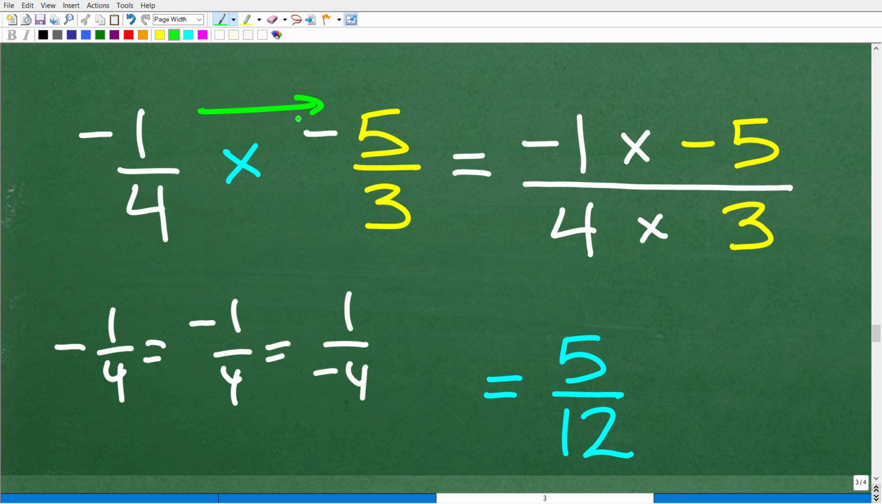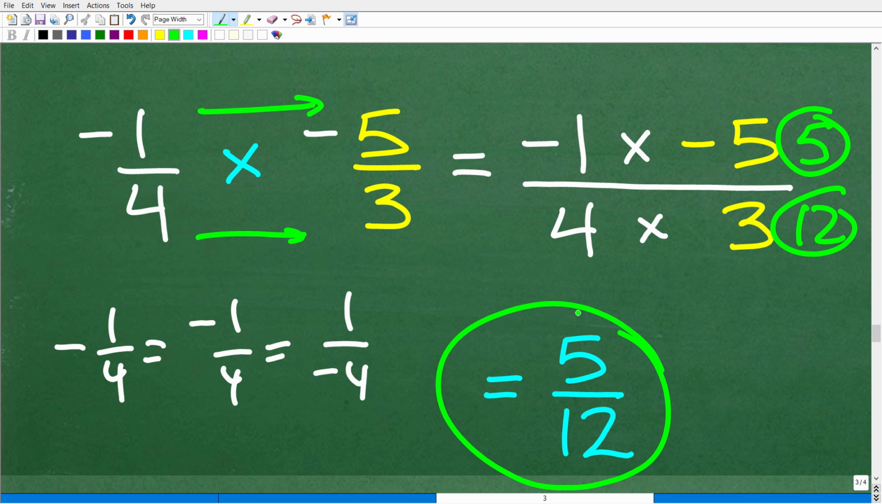But let's go ahead and actually just multiply. So we have negative 1 times negative 5. That's going to be a positive 5. That's our numerator. And then 4 times 3 is, of course, 12. So we're going to end up with 5/12 as our final answer.